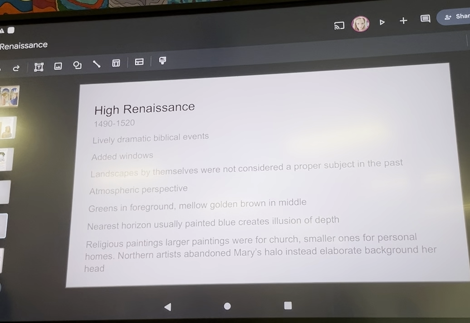We're moving now towards the High Renaissance, and this is lively, dramatic, biblical events, adding of windows, landscapes by themselves that were not considered proper subject matter in the past, atmospheric perspectives, greens in the foreground to create that illusion of depth. And just a little side note there on the bottom, religious paintings that were large were typically painted for a church. Smaller ones were for wealthy patrons, painted for their homes.